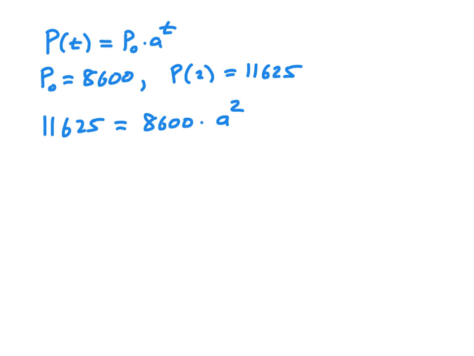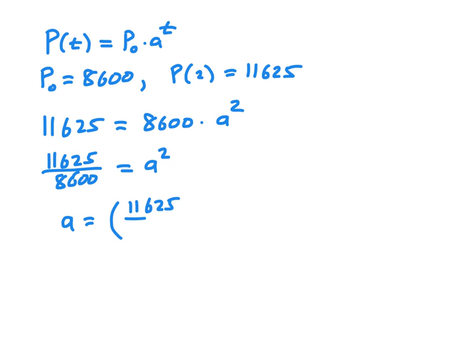We'll divide by 8,600. Again, this certainly simplifies, but because we'll be using a calculator later, there's no particular reason to do that now. That'll equal a squared, and then a will simply be the square root, or this number raised to the 1/2 power. And this, according to a calculator, is approximately 1.1626. So this will be our growth rate for this particular population.